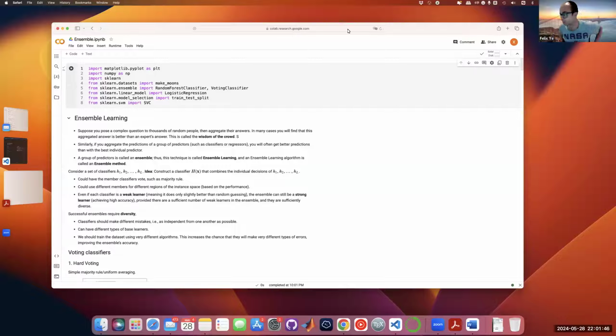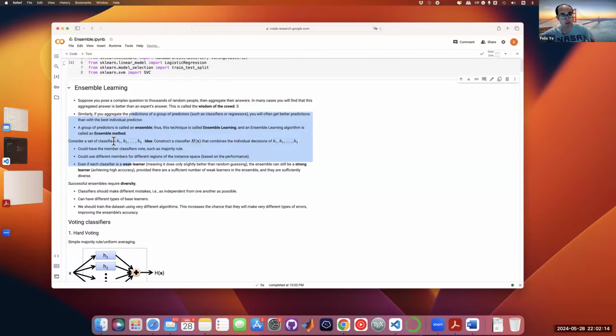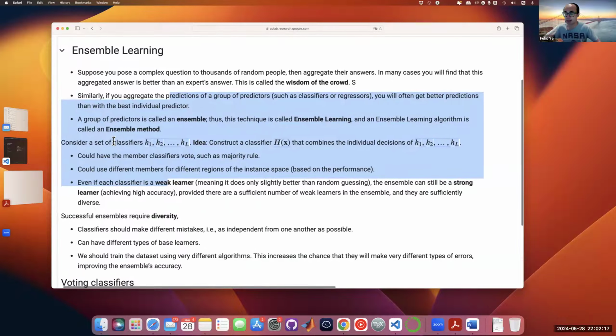Okay, so in today's lecture, we are going to talk about ensemble methods, which are extremely popular methods in practical machine learning. Let me define what an ensemble method is and what ensemble learning is. For example, if you want to work on a very complex problem, you outsource it to thousands of random people, and each of them gives you their answer.